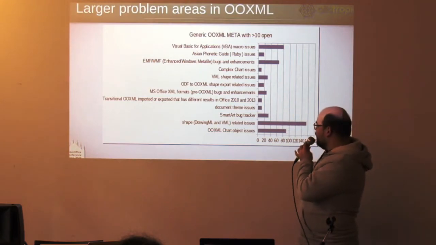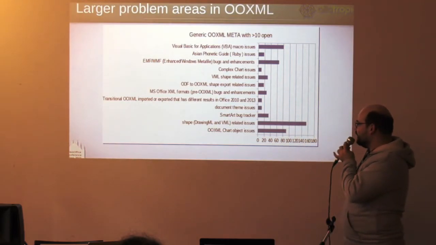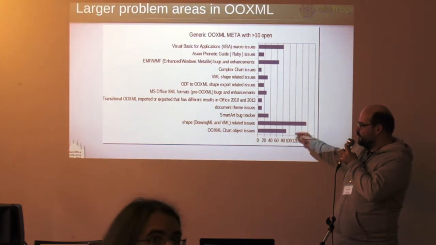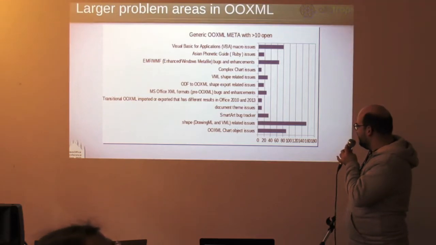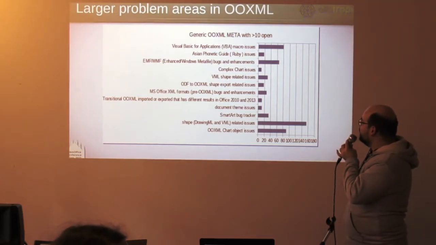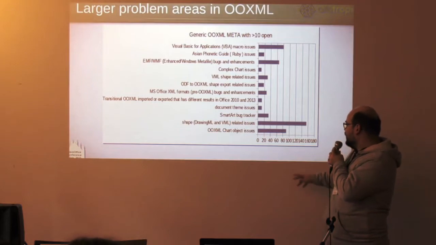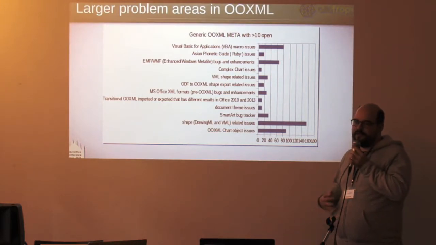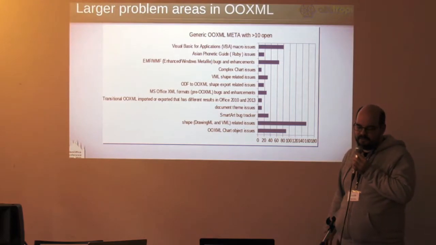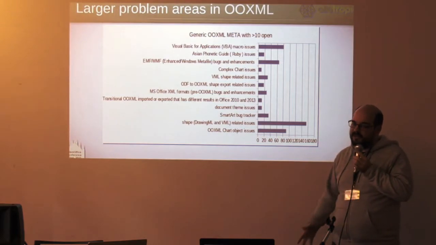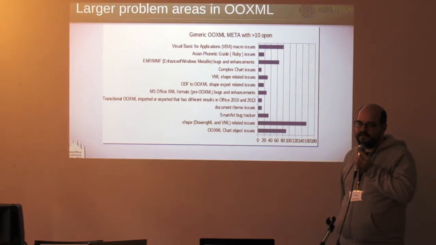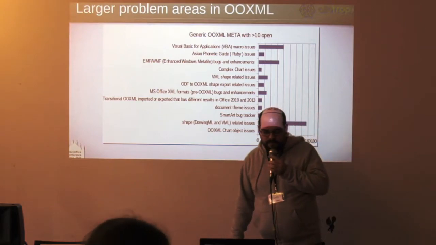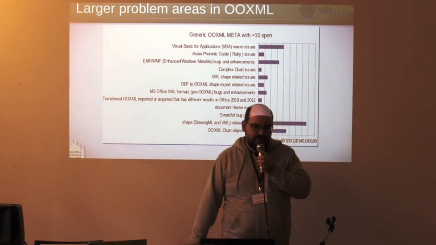Another chart of these categories, what we can see is that shape support, drawing ML and VML is easily topping the list, like single biggest issue, but there is no silver bullet against that, unfortunately. It's just really a lot of small issues related to the support of that in the three applications all over the place.